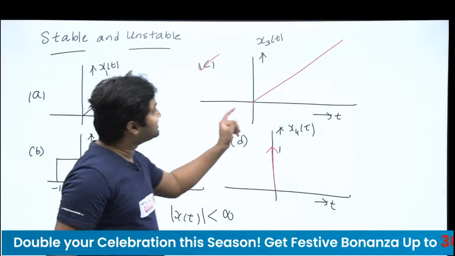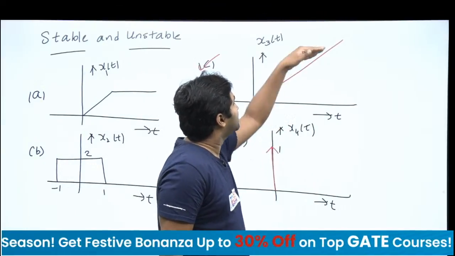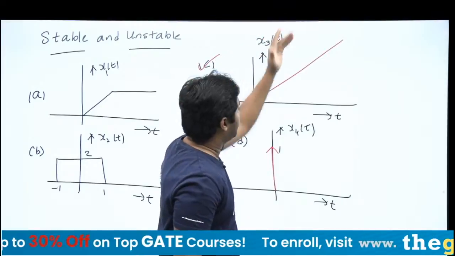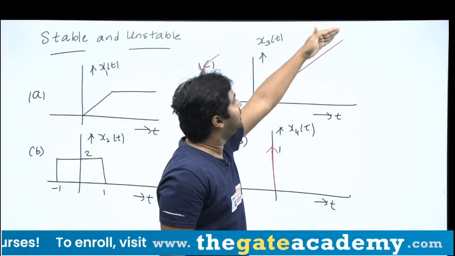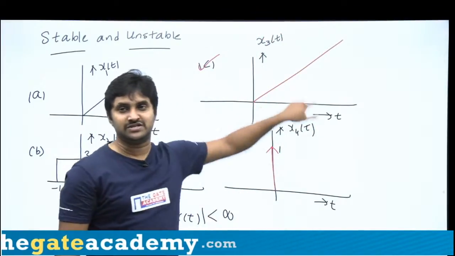Here, as t tends to infinite, the magnitude of x3 of t is tending towards infinite. So this is unbounded.